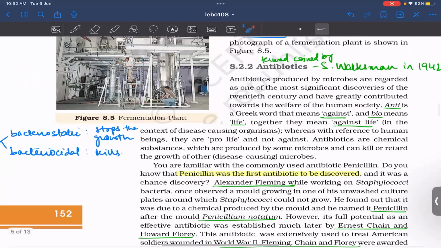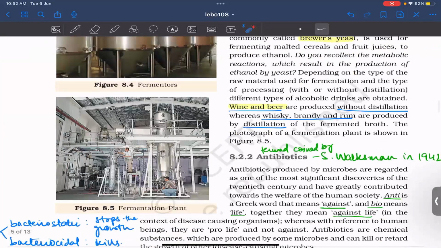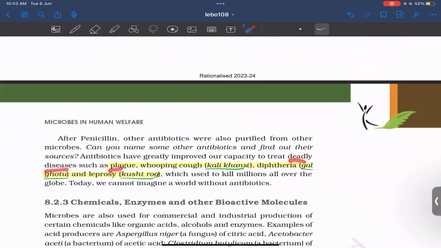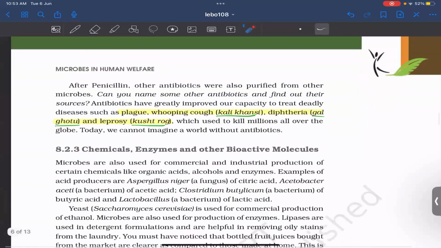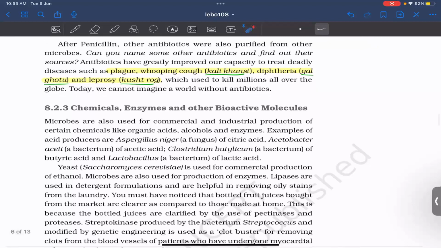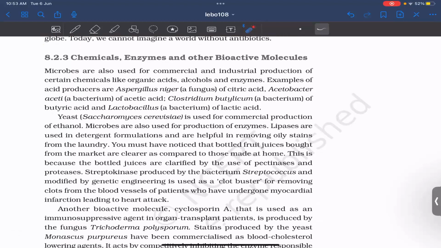These are a few diagrams of fermenters and fermentation plant. Antibiotics have greatly improved the capacity to treat deadly diseases such as plague, whooping cough, diphtheria, and leprosy. You need to remember these names as these are commonly asked in MCQs. Now, let's move on to the next section, which is chemicals, enzymes and other bioactive molecules. Here we'll discuss Aspergillus niger, which is a fungus.